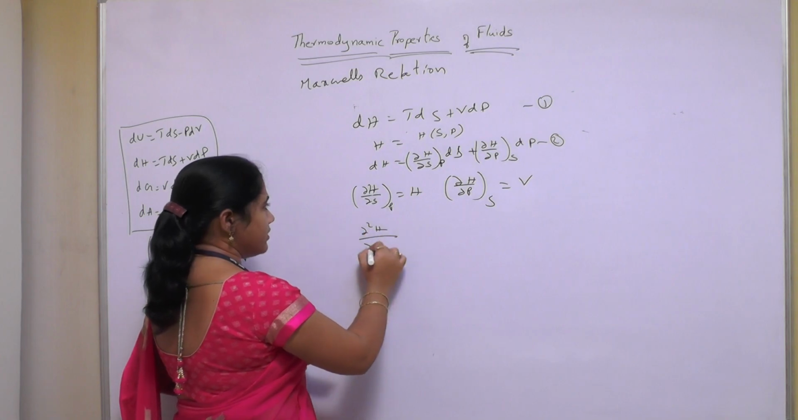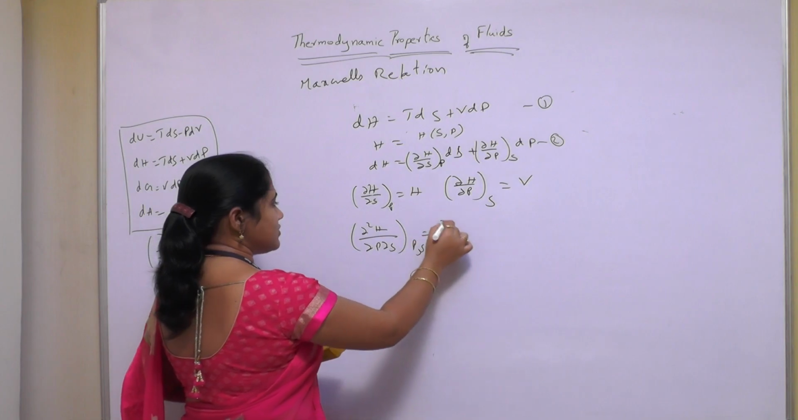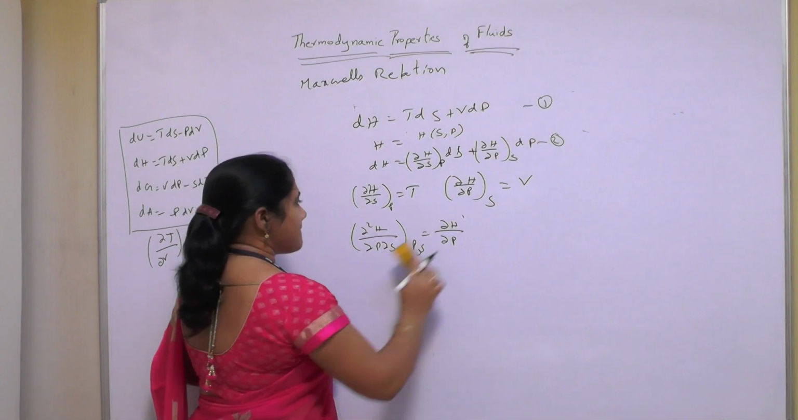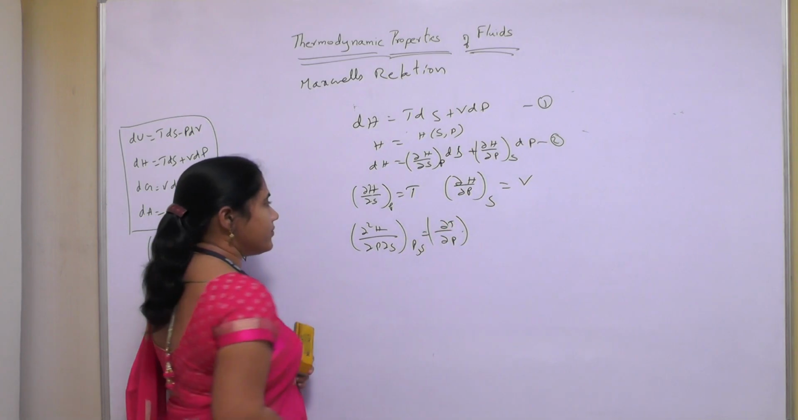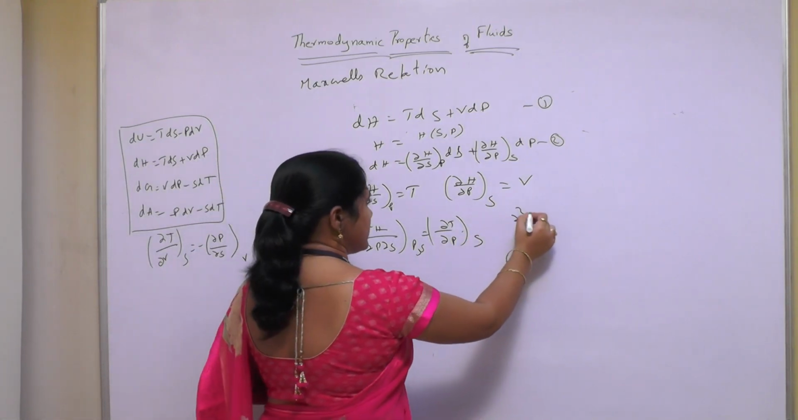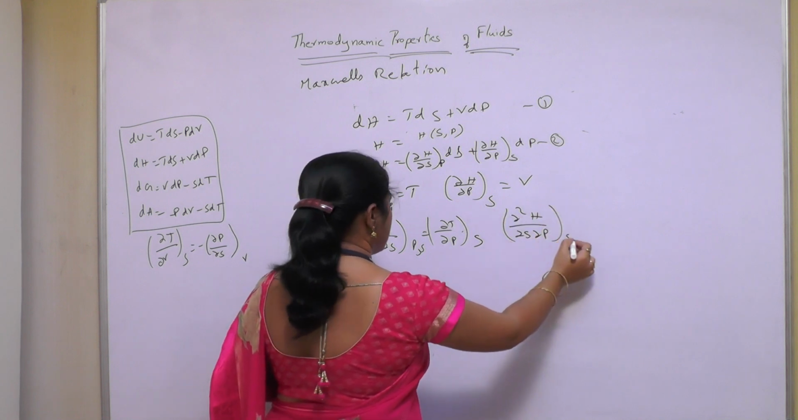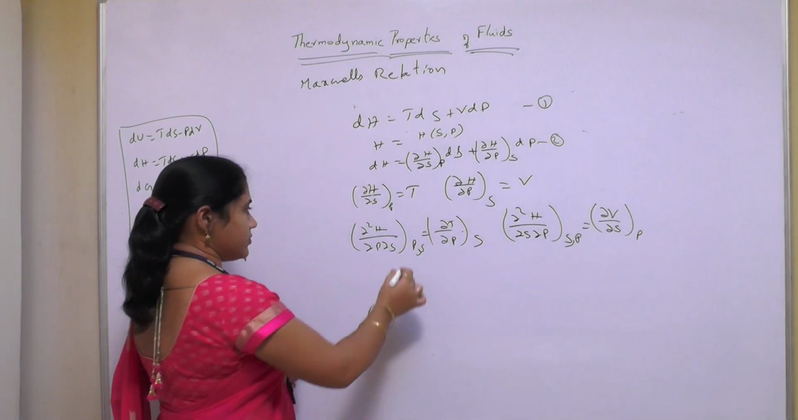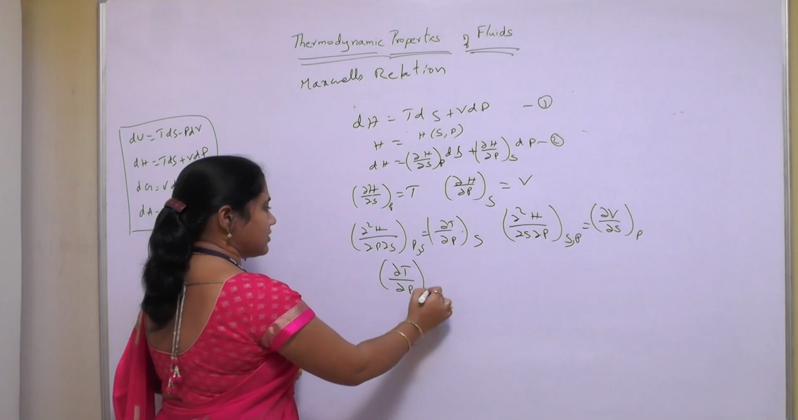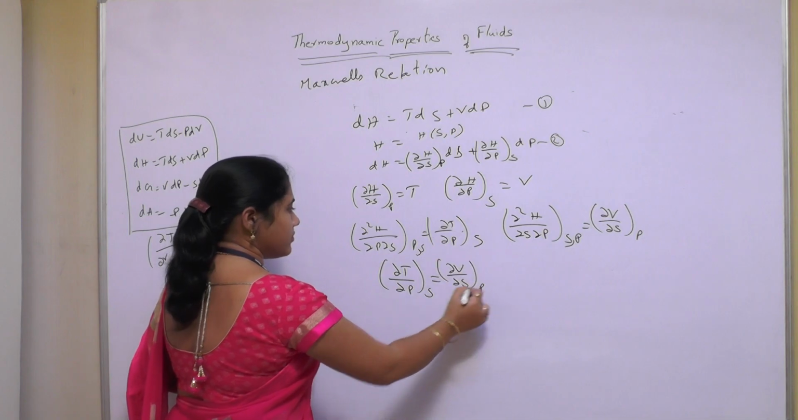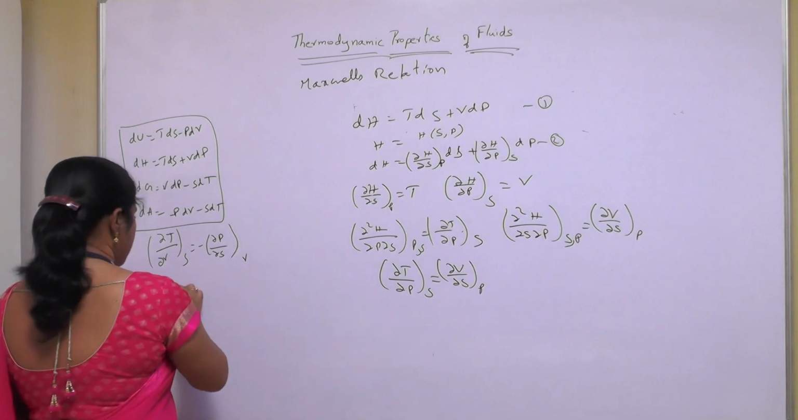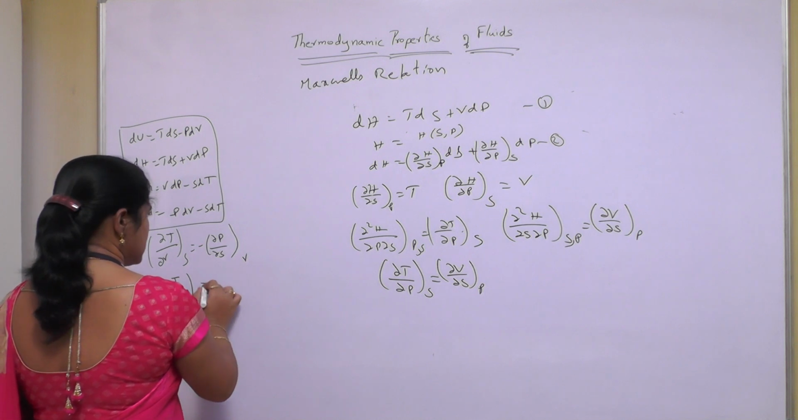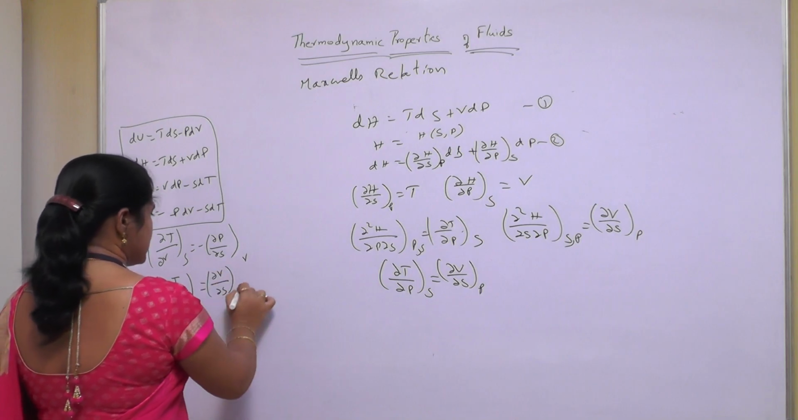Now differentiate this equation with respect to P. So ∂²H/∂P∂S equals (∂T/∂P) at constant S, and ∂²H/∂S∂P equals (∂V/∂S) at constant P. These two are the same, so (∂T/∂P) at constant S equals (∂V/∂S) at constant P. So this is the second relation.